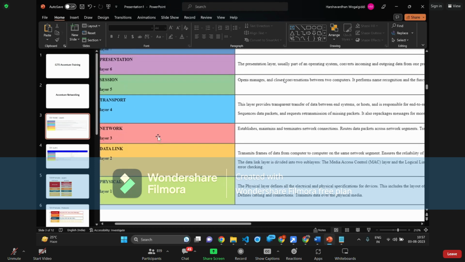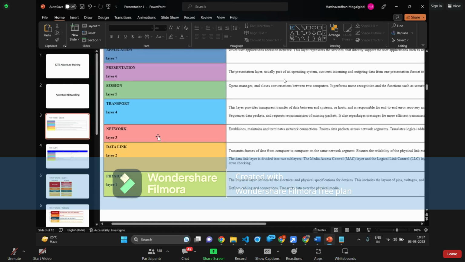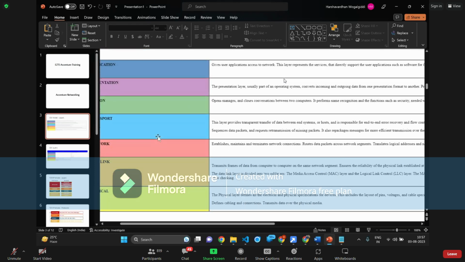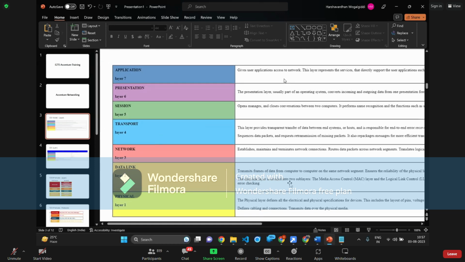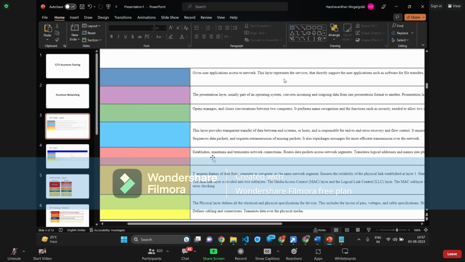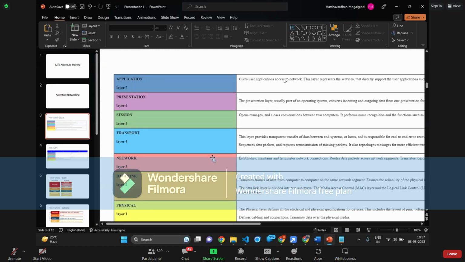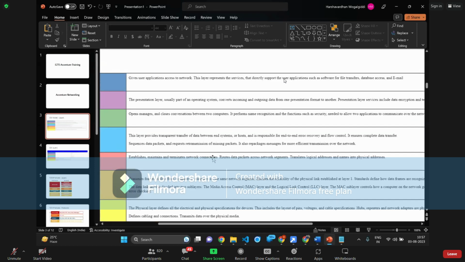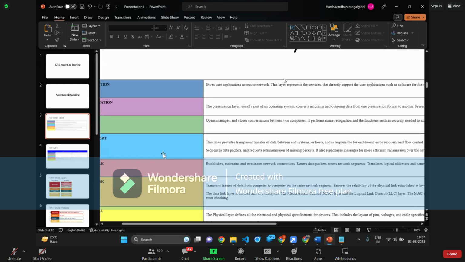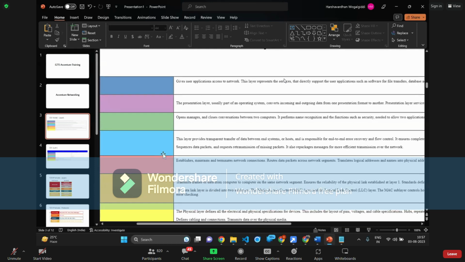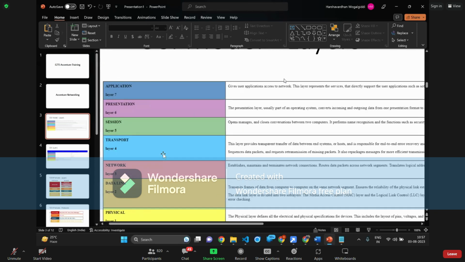Next is the network layer. It establishes, maintains, and terminates network connections. First of all, a connection has to be established, right? Everything is taken care of by the network layer. It routes data packets. Just as you transmit data in frames in the data link layer, you transmit data in packets in the network layer.